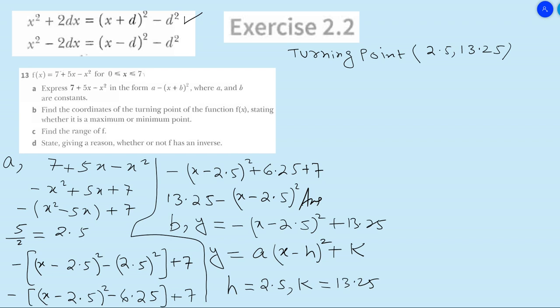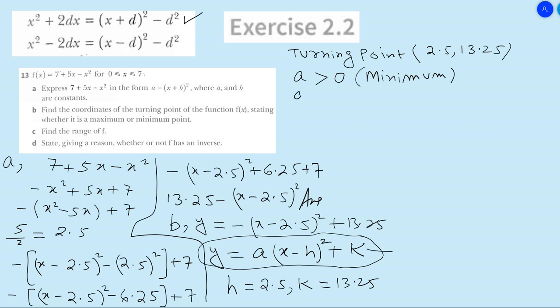It is very easy. Student, in this general formula, focus on this a. If this a is greater than 0, meaning positive, then the point is minimum. And if this a is less than 0, meaning negative, then the point is maximum. I repeat again, if the value of a is positive, the function has a minimum point. And if the value of a is negative, that is less than 0, the function has a maximum point.